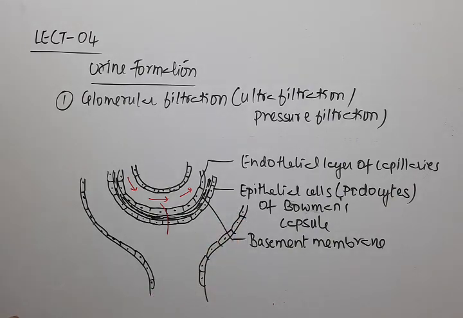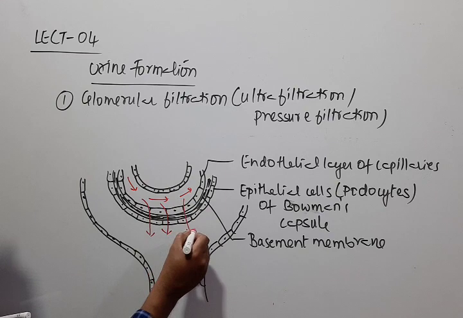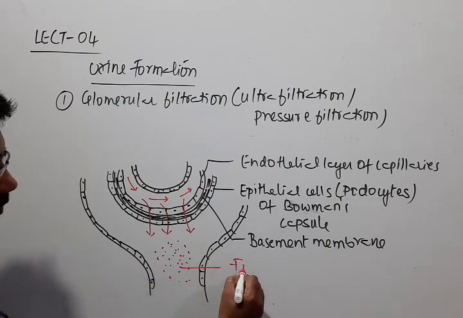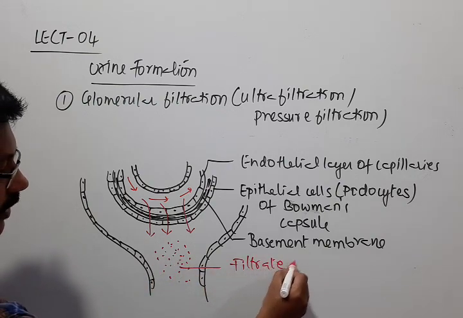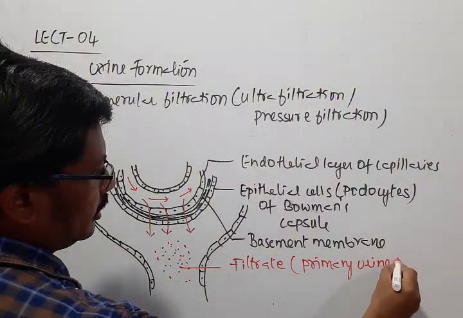Okay, so this is the Bowman's capsule's space. We call it a capsular space. Into this, you can see certain substances are getting filtered and they enter into this Bowman's capsule. So these substances, whatever they have entered, we call it filtrate. It's the filtrate, or I simply call it the primary urine.